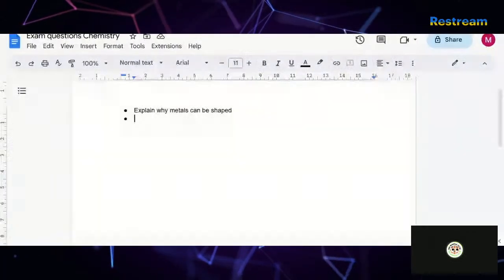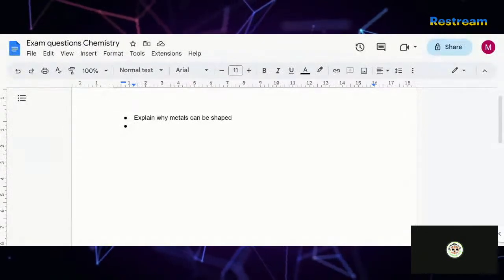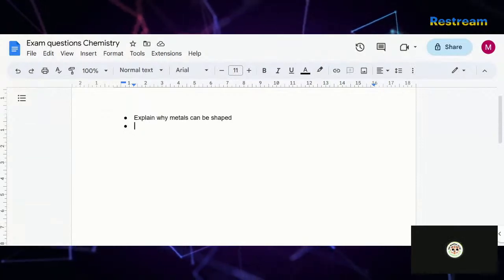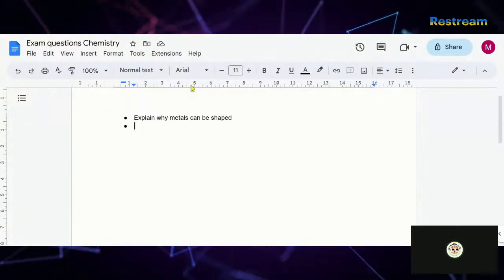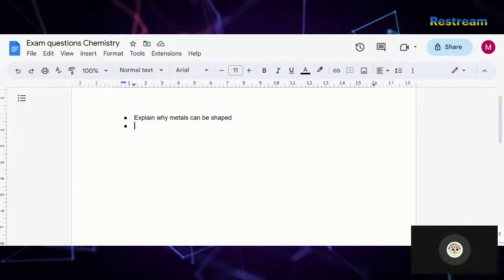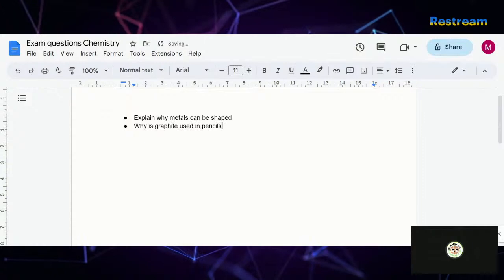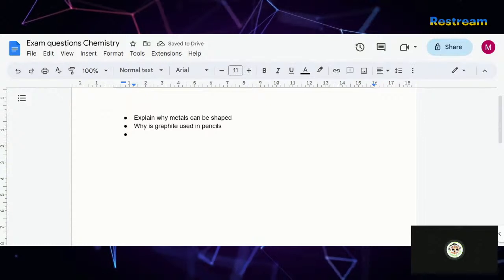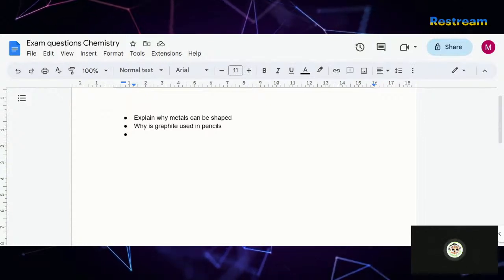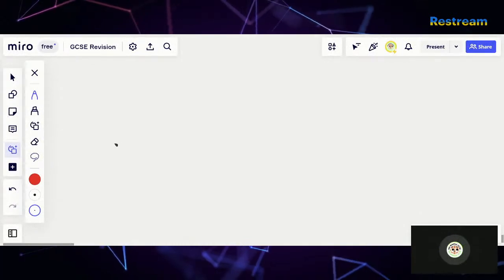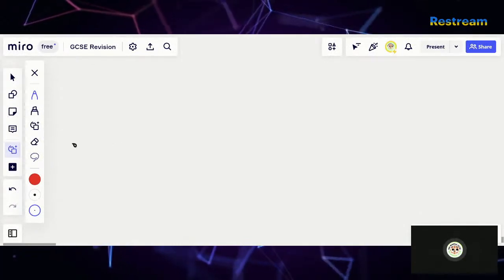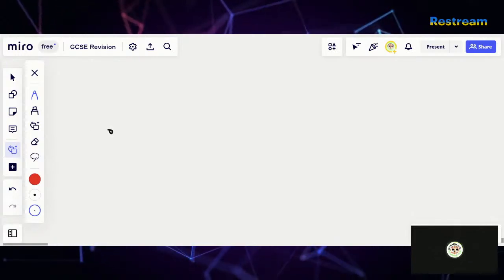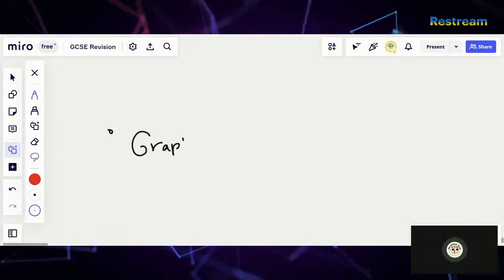The next question. So the next question, again, still about bonding and structure. So, why is graphite used in pencils? Okay, so let's go on to why is graphite used in pencils. So graphite is an example of a covalent bond, of a simple covalent bond. And graphite, like metals, have layers that can slide.